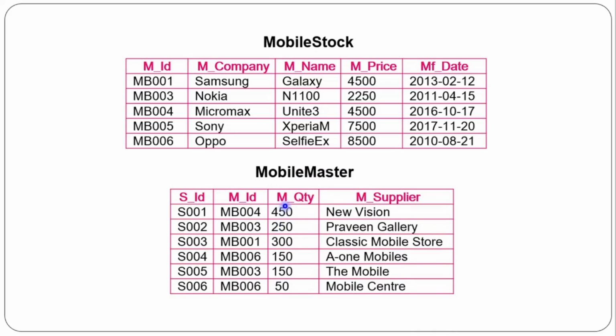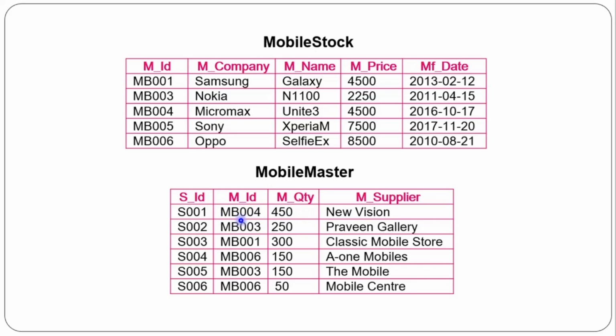Consider two tables in a database, mobile stock and mobile master. We know how to retrieve data from a single table. This mobile stock table stores the details of mobiles, and this mobile master is used to store the details of suppliers. From this table, we know that the New Vision supplier supplied 450 quantity of the mobile MB04.